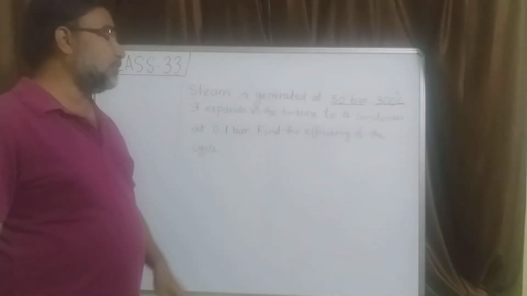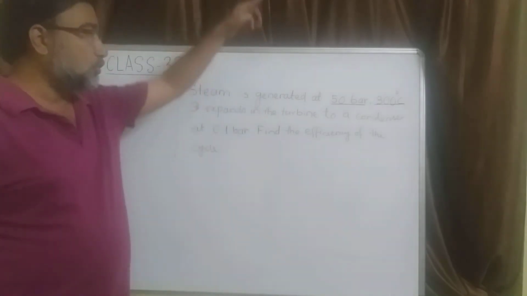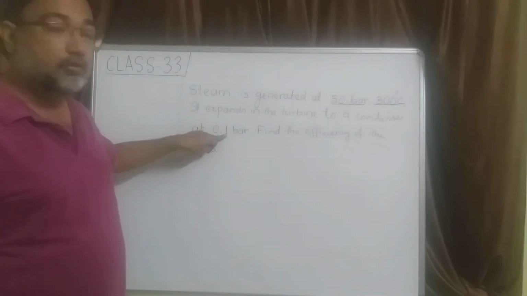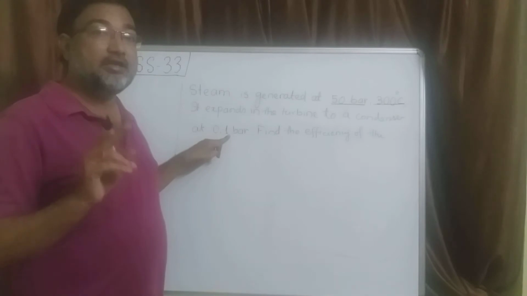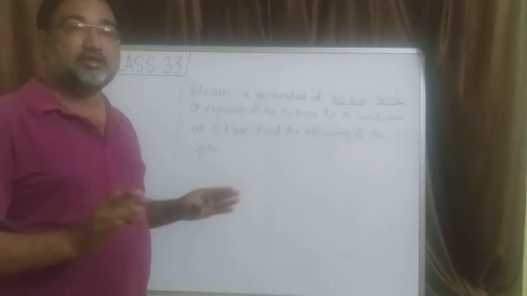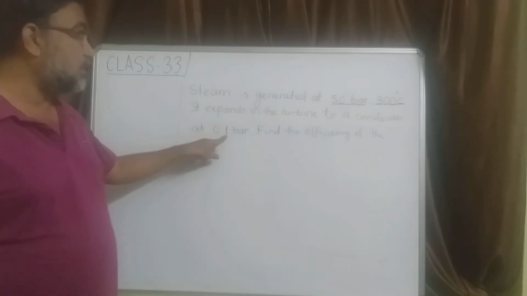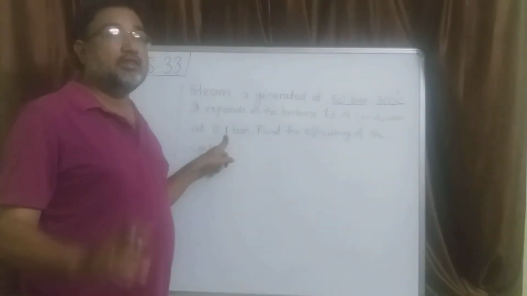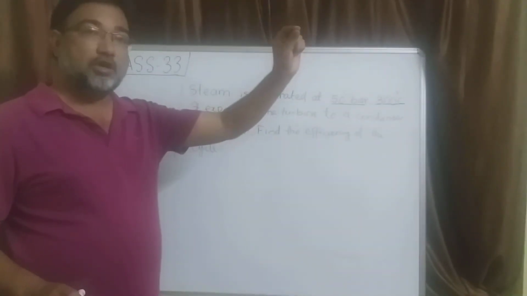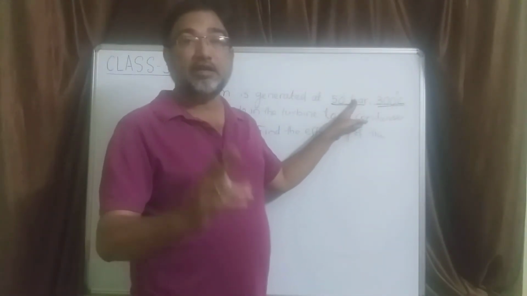Then it expands in the turbine to a condenser pressure of 0.1 bar. So which point is this 0.1 bar referred to? It is referred to point 3, which is the entry to the condenser. 3 and 4 both are at pressure 0.1 bar, because that is a constant pressure line. It is an isobar, constant pressure as well as constant temperature line. So point 3 is 0.1 bar. And what else do you know about point 3? The point 3 also lies exactly vertically down from point 2. So point 2 is known: 50 bar and 300 degree centigrade. With these coordinates we can locate it in the Mollier diagram.